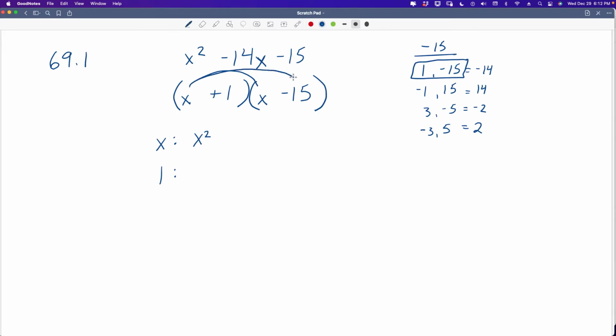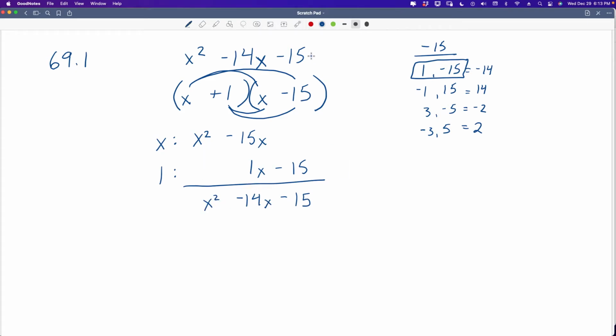X times negative 15 is negative 15x. All right, now 1 times x is a positive 1x. 1 times negative 15 is negative 15. Now we combine those terms. We start on the right, work our way across. Negative 15, positive 1, we already know that's negative 14x. And then we bring down x squared.